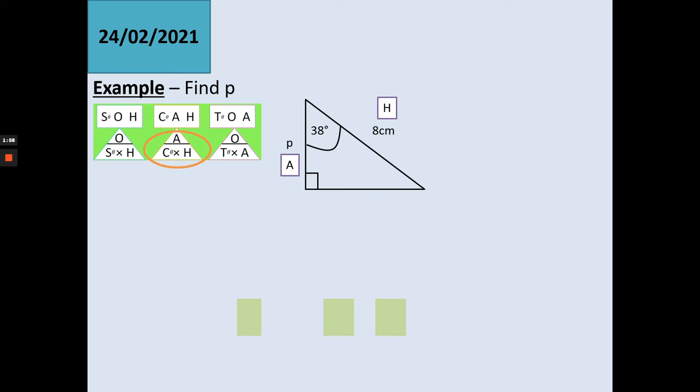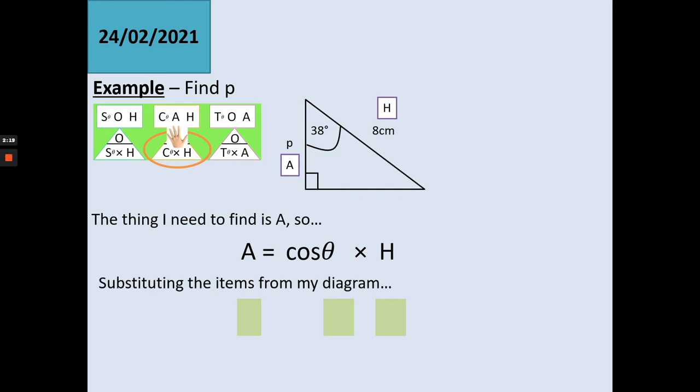So we're looking for the adjacent, so we're going to put our hand over the adjacent. There you go. And we've got the cosine of the angle times the hypotenuse, so let's put that in there. Now we can put our values in. Substituting the values in, P, the side we're looking for, which is the adjacent side, is equal to the cosine of 38 times the hypotenuse, which is 8. The value we get when we type it into our calculator is 6.3.